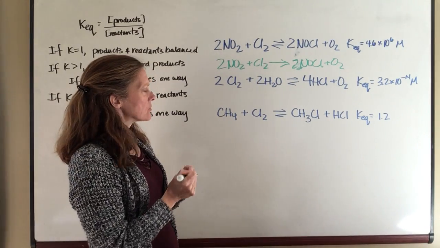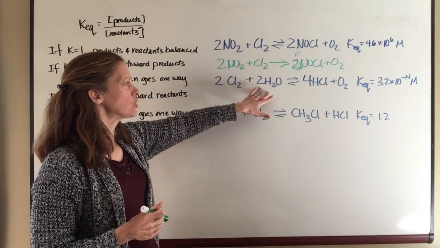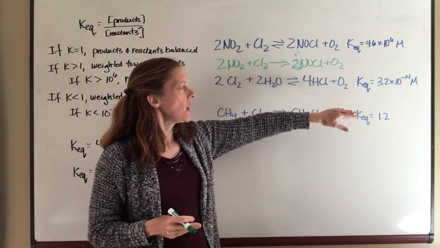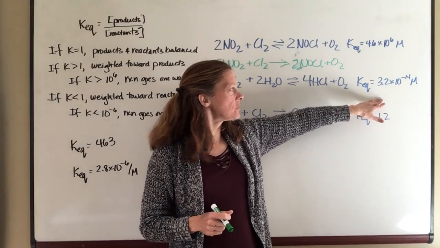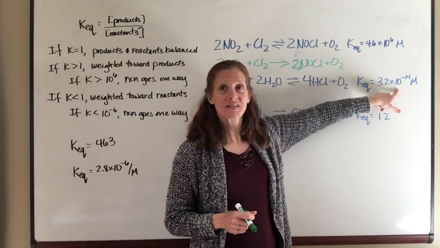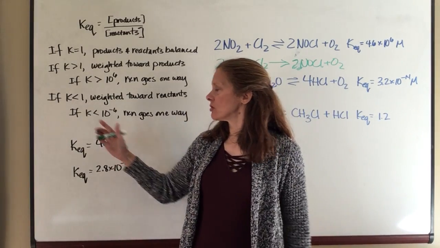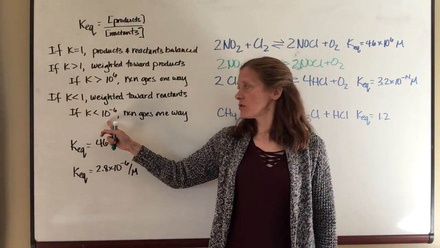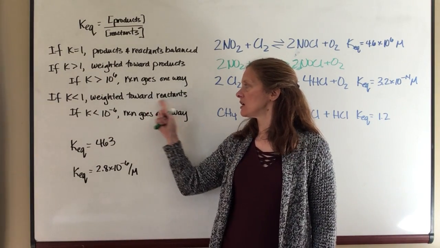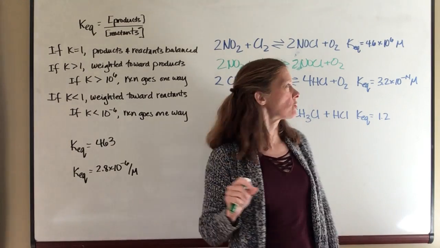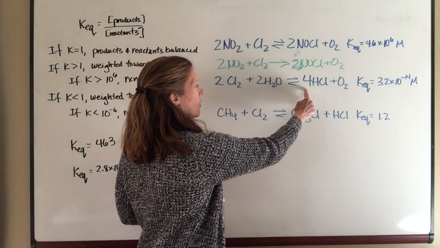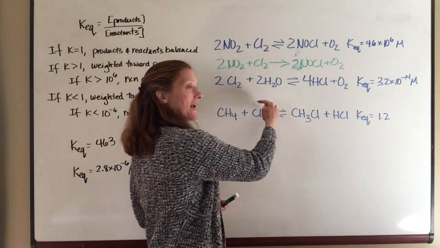Okay? So look at the second example. 2 chlorines plus 2 waters yields 4 hydrochloric acids plus oxygen. Here, the equilibrium constant for this reaction is 3.2 times 10 to the minus 14th. Well, that's a tiny number. And it certainly is much smaller than 10 to the minus 6th. So again, the reaction is going to go one direction, and it's going to be very much weighted towards the reactants.